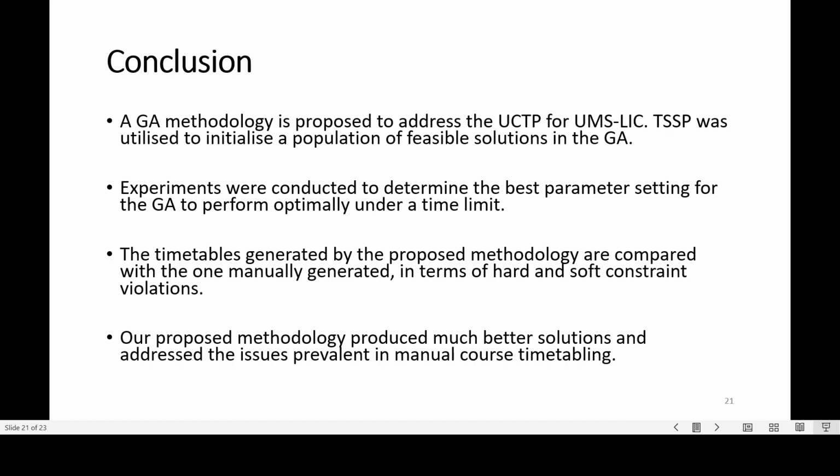Conclusion: a GA methodology is proposed to address the UCTP for UMS-LIC. TSSP was utilized to initialize a population of feasible solutions in the GA. Experiments were conducted to determine the best parameter setting for the GA to perform optimally under a time limit. The timetables generated by the proposed methodology are compared with the one manually generated in terms of hard and soft constraint variations. Our proposed methodology produced much better solutions and addressed the issues prevalent in manual cost timetabling.